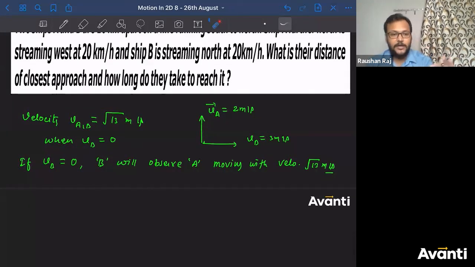When I consider one of the ships at rest, the other one will have velocity with respect to that ship. So I'll analyze the motion of B with respect to A, or I'll analyze the motion of A with respect to B. इसका meaning क्या है? If I analyze the motion of B with respect to A, that means I'll keep A at rest, and I'll observe B with respect to A.